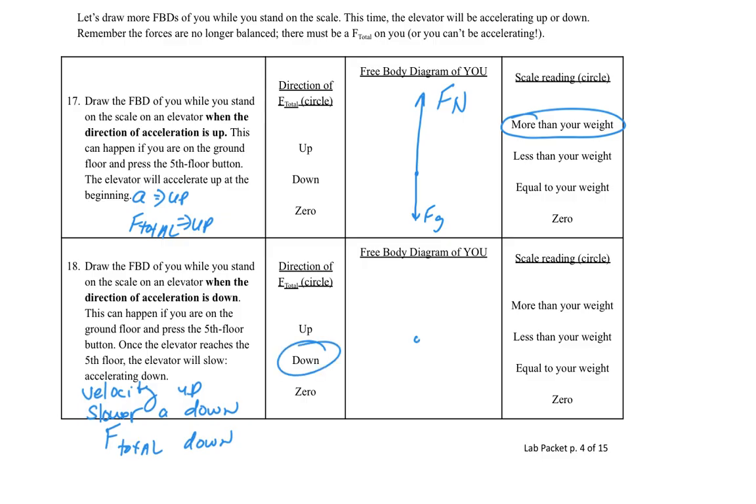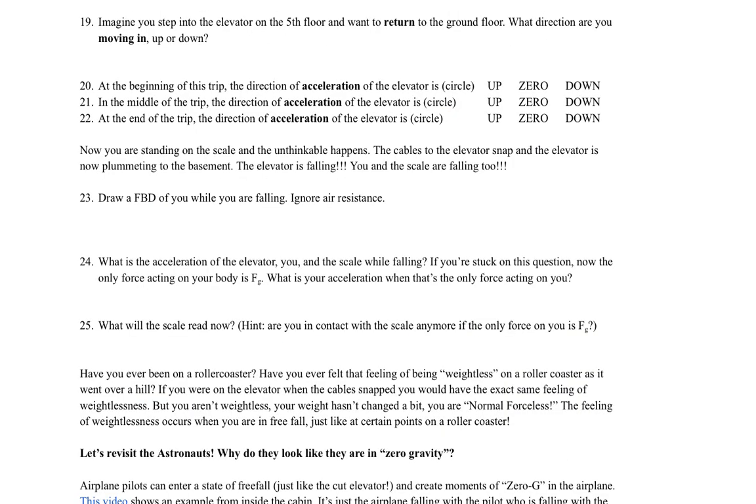What's that free body diagram going to look like? Well, our force of gravity couldn't change because our mass didn't change and g didn't change, but our normal force has to be less than the force of gravity. So our normal force is decreased, so it will no longer equal our weight or be more than our weight. Now the normal force will be less than our weight. So now we can see why the scale changes its readings.